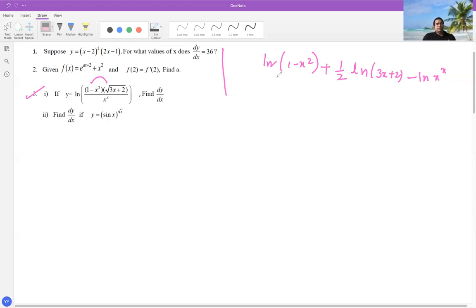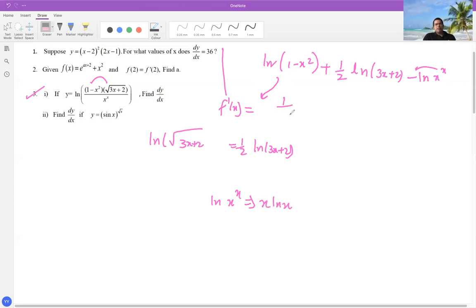Now I can do the derivative of this. So f dash x is going to be, just modify this root, because if you do ln of root (3x plus 2), it becomes half ln (3x plus 2). That's what I've done here. And ln x to the power x can be brought down and written as x ln x. So you're going to do the derivative here. So 1 over (1 minus x squared) times negative 2x, plus 1 half into 1 upon (3x plus 2), times the derivative of 3x plus 2, which is 3.